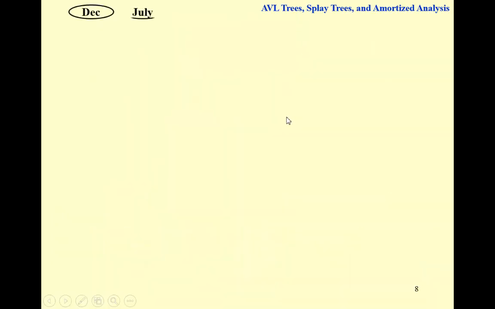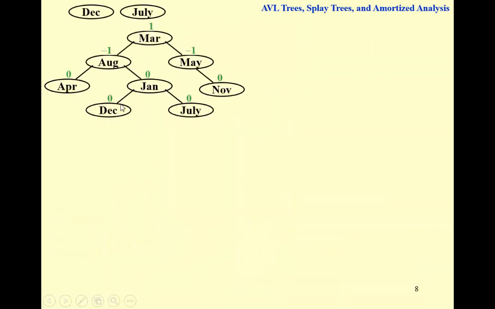Now let's move on. When December and July come in, everything is fine. Next troublemaker will be February. When February comes in, what can we do? So first tell me, which one is the trouble finder? August, right? Because it's updated from bottom up. So August is the first node that signals the trouble.